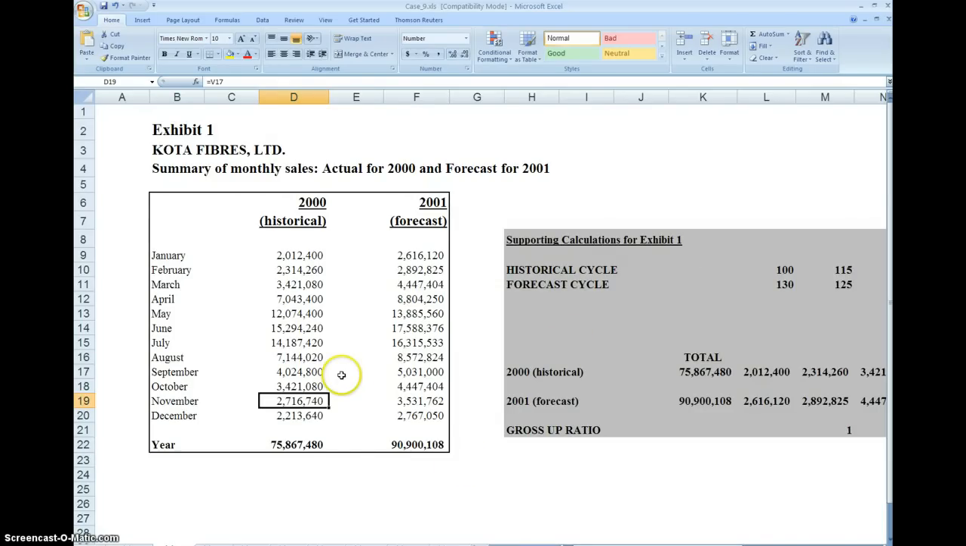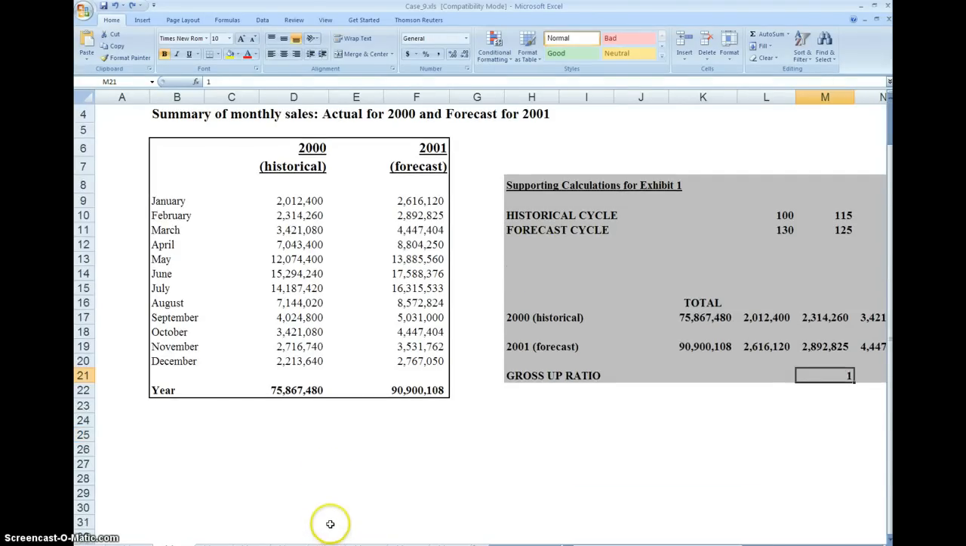Remember this one, Exhibit 1, shows the forecast. This is set up in such a way that I can change this number here. If I put 0.85 in here instead of 1, you'll notice these numbers change and the forecast is a little bit less ambitious. It takes sales to 77 million as opposed to the 90 million rupees.